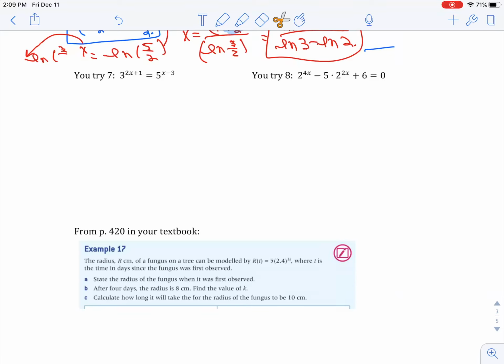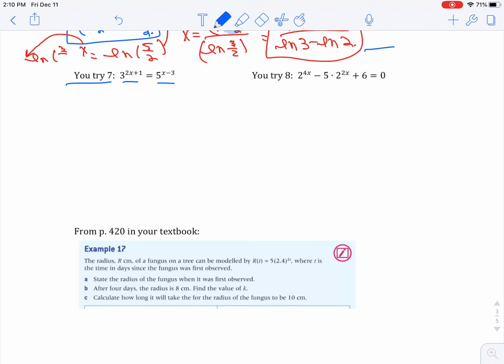This is still the A-16 notes, and we have one more example that we're going to do, and that is example 7. You try 7. So we have 3 to the 2x plus 1 equals 5 to the x minus 3. We cannot change them so that they have the same base of anything, so we're just going to be stuck with taking the log of both sides.